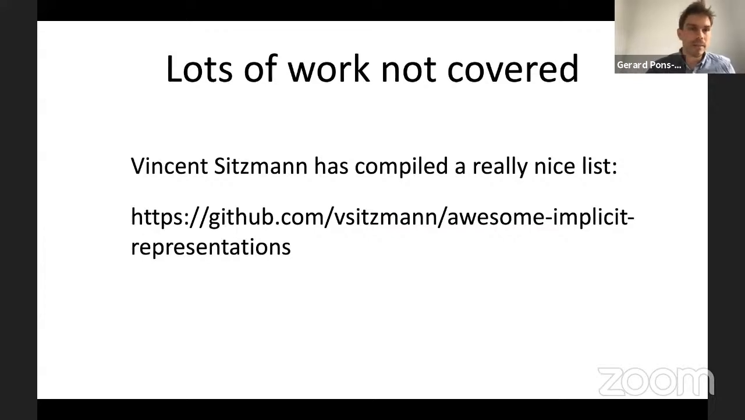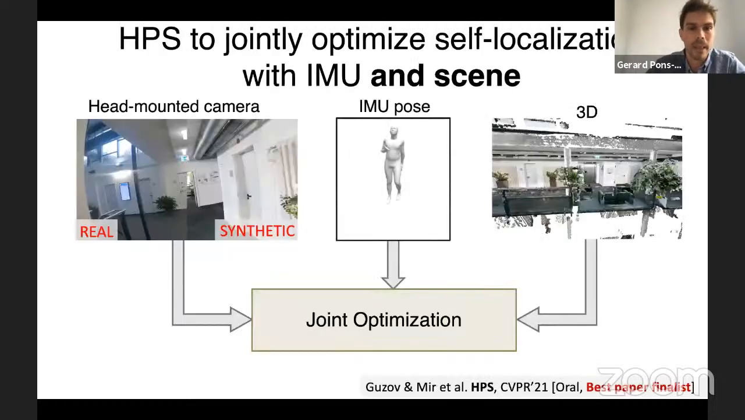Okay, you notice that this was mostly about the work done in my group, but there's a lot of exciting work happening in this space of neural implicits, from the panelists, from Angela also, and many other people. It's really difficult to keep track. This is a really nice list. I'm not sure if Vincent keeps updating it, but at least a few months ago, he categorizes different approaches, and it's quite nice to keep track of what's going on.